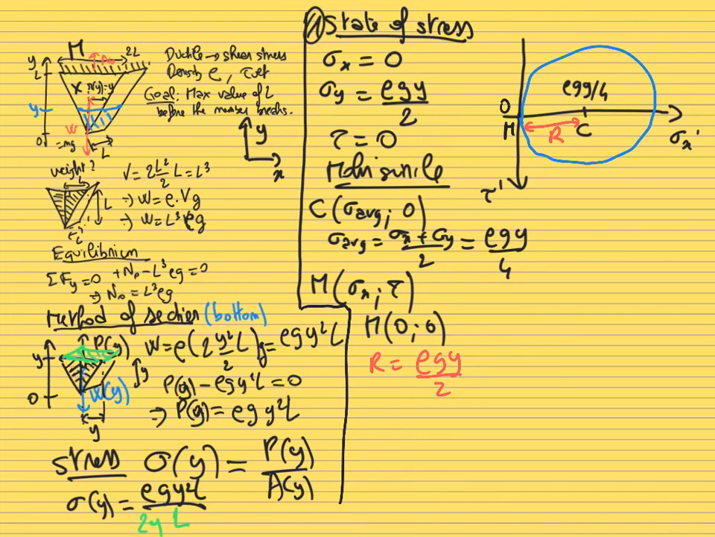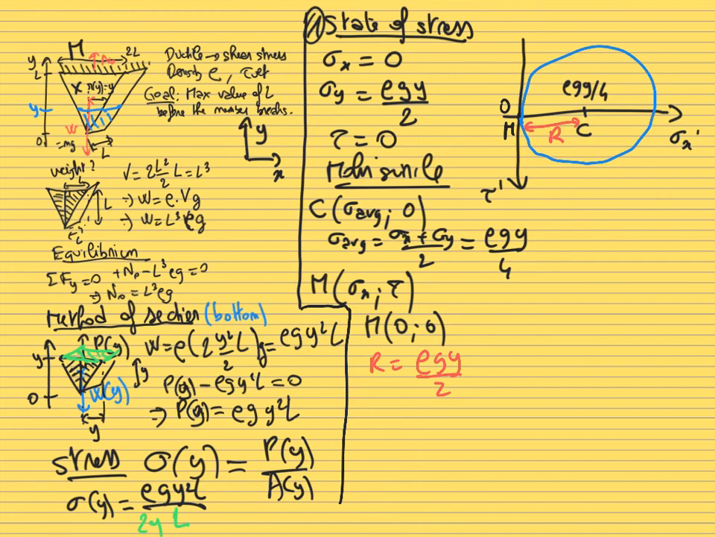So now we need to go back to the goal of this problem. The goal is to find for which length L the material is going to break. Since it's a ductile material, it is going to break due to the shear stress. If there is at least one point within this member that is experiencing a shear stress higher than the ultimate shear stress, then this material is going to break. So what we need to do is look at all the points M that belong to this member.